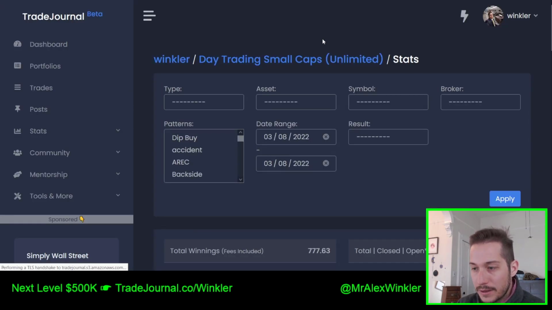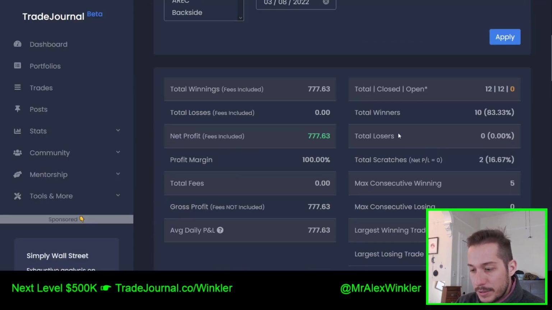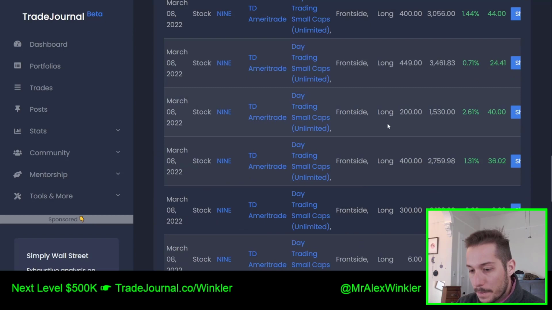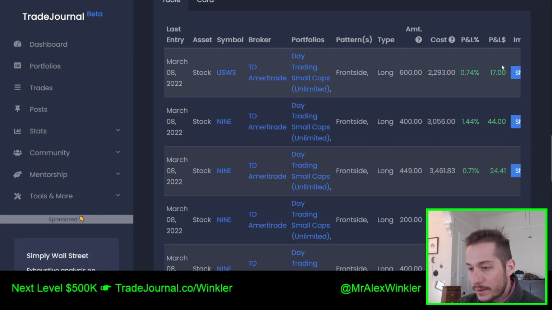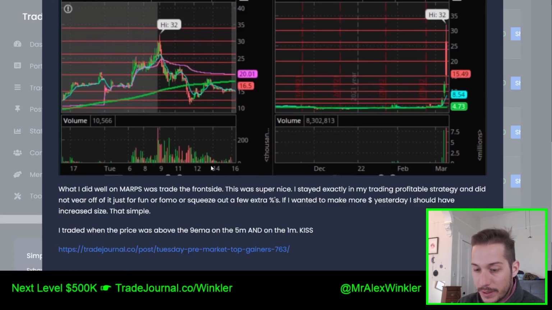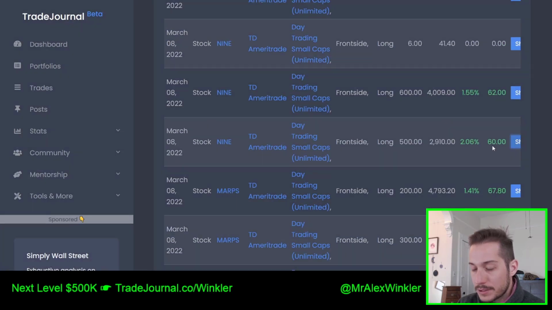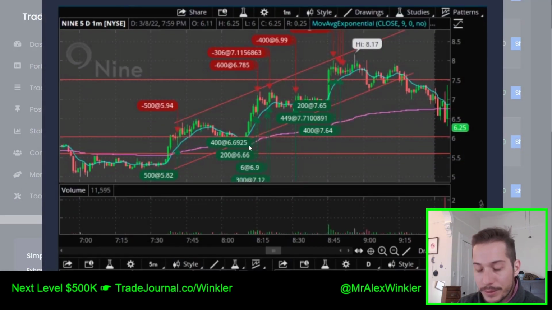Let's see, Tuesday, I was up $777, so this is actually a little bit better. I think 9 was the big ticker here. I also traded MARPS. Yeah, kind of rough. On the 5-minute, it's okay. For starting around 7, it's a little choppy. But yeah, there's some opportunity here for sure. Not the best. So not a big issue that I was maybe not green on that one.